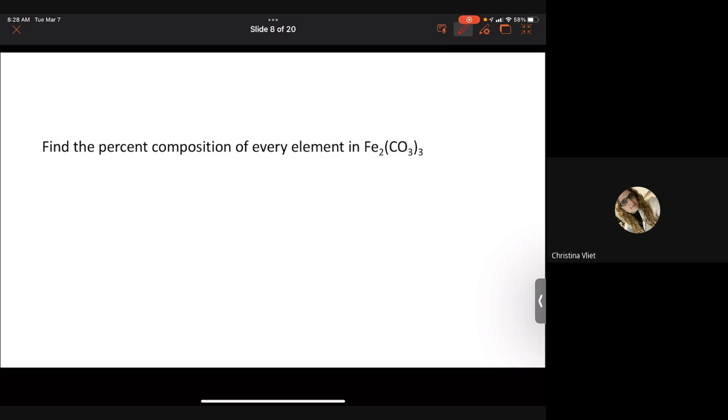I want the percent composition of every element in iron(III) carbonate. Now, I told you for this unit, I'm going to give you the chemical formulas. I'm not going to give it by name for the quiz and the test. That's to make it a little bit easier. However, I do expect you to know if I say iron(III) carbonate, that you know what I'm talking about. This is iron(III) carbonate.